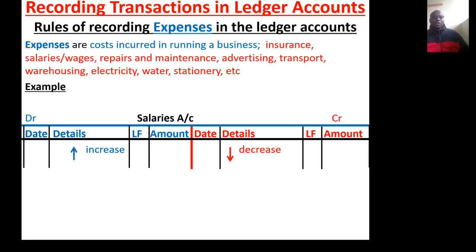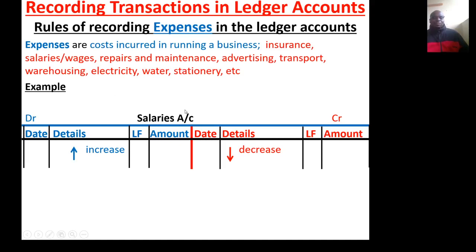Next, we look at rules of recording expenses in the ledger accounts. Remember, we said expense accounts and asset accounts follow the same rules of recording. So expenses are costs incurred in running a business. For example, insurance costs, salaries and wages, repairs and maintenance, advertising or promotion, transport, warehousing or storage, electricity, water, stationery, and other items that we need to run the business.